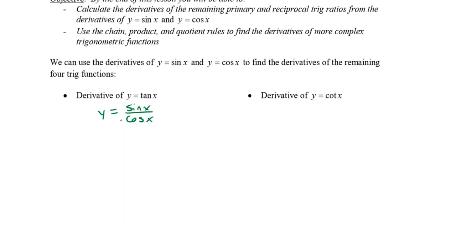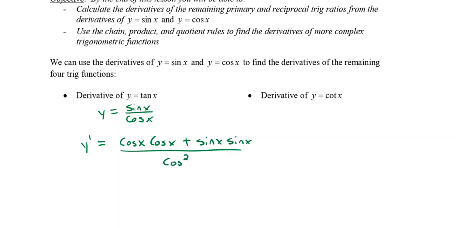Well, now if we find the derivative of this, so y prime, this seems like the quotient rule, right? I'm dividing. So that would become cos x times cos x plus sine x times sine x all over cos squared x.